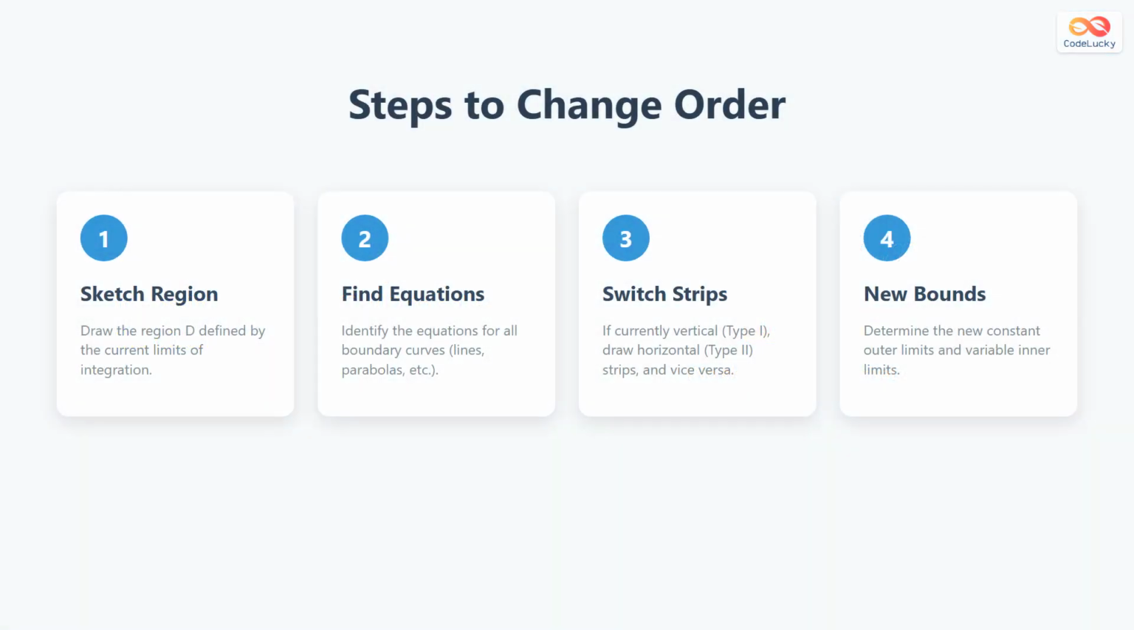Here is the four-step strategy. 1. Sketch the region defined by the original bounds. 2. Identify the equations of all boundaries. 3. Switch your perspective from vertical to horizontal strips or vice versa. And 4. Determine the new constant outer bounds and variable inner bounds.